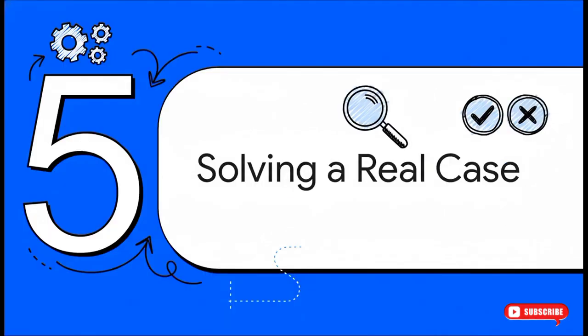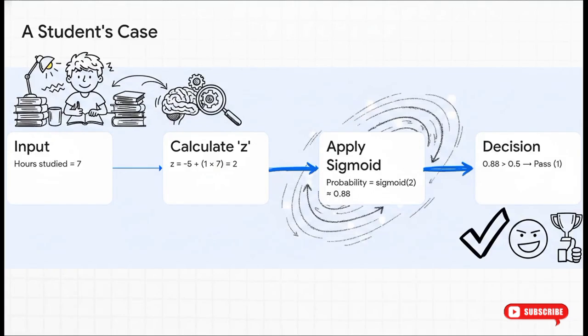Okay, theory time is over. We've seen all the individual pieces of the puzzle. Now, let's put them all together and solve a real case from start to finish. Let's go back to our student. Step 1. We know they studied for 7 hours. Step 2, our model, which has already learned some patterns, calculates that score. Let's say its formula is z equals -5 plus 1 times the hours studied. So for 7 hours, our z-score is 2.